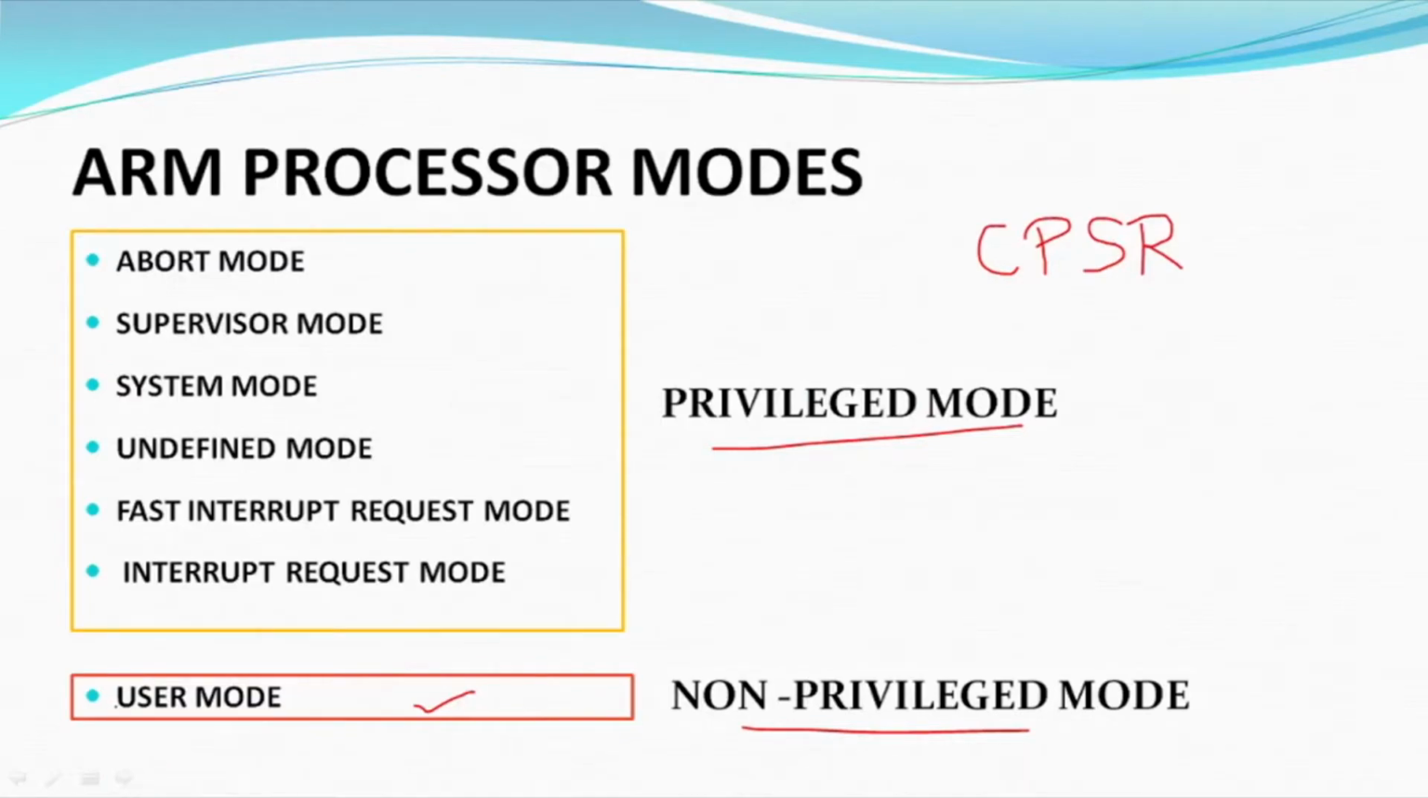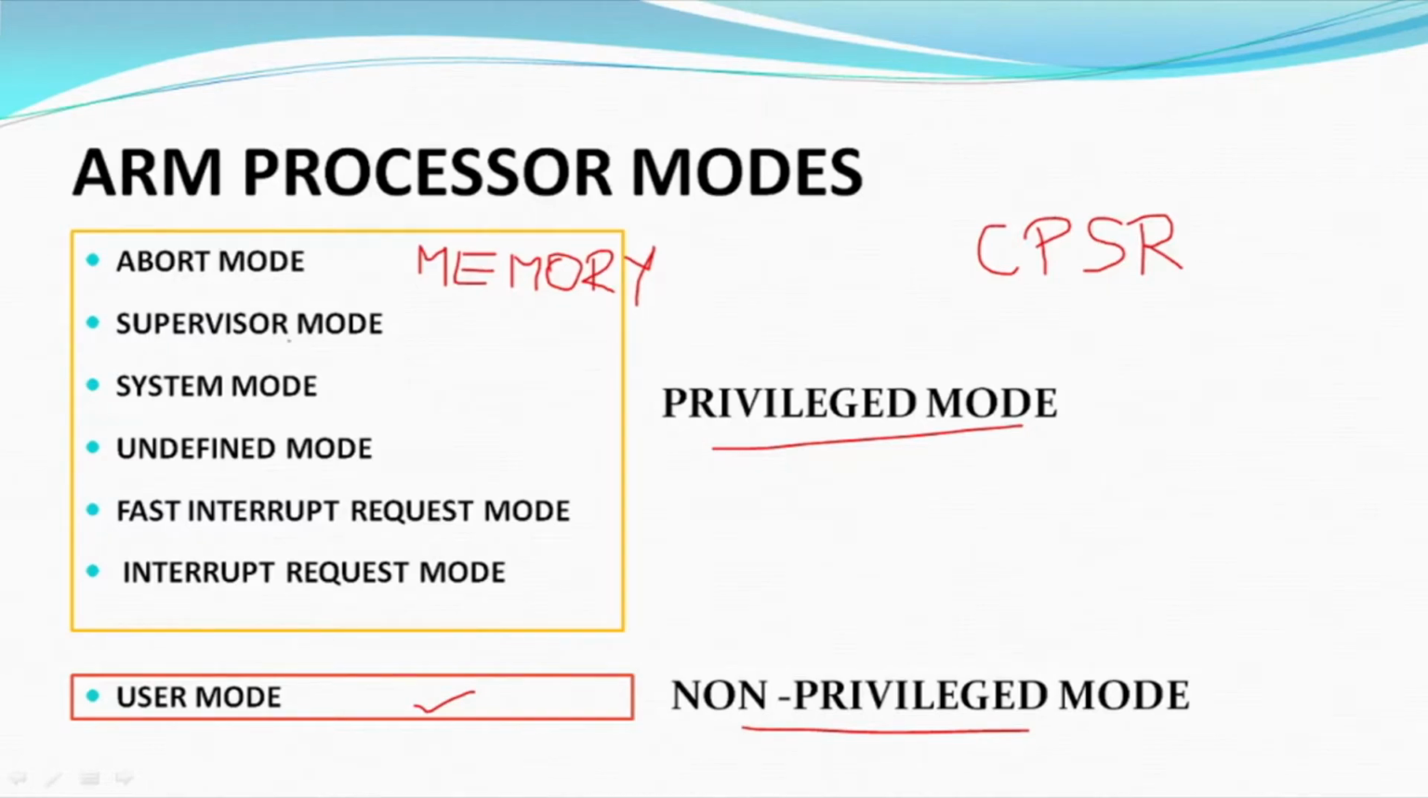The very first thing that we have is user mode. If a simple application is getting executed, then the processor will be in the user mode. Next, we have abort mode. If there is a failed access to memory, for example, if you try to access an invalid memory location or invalid address in the memory, then in that particular case, the processor jumps to abort mode.